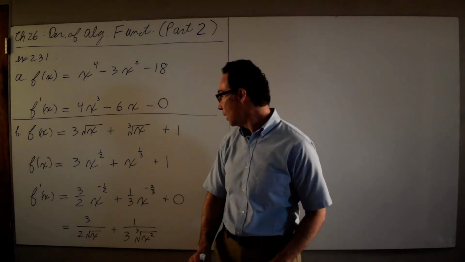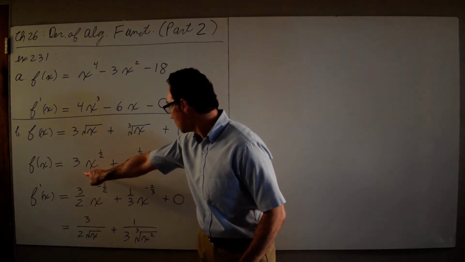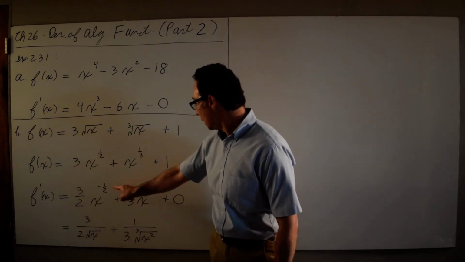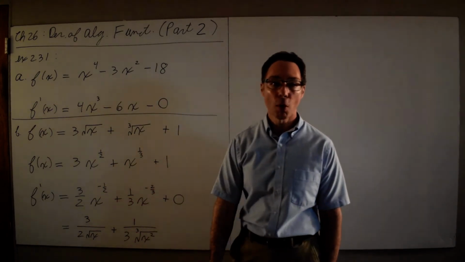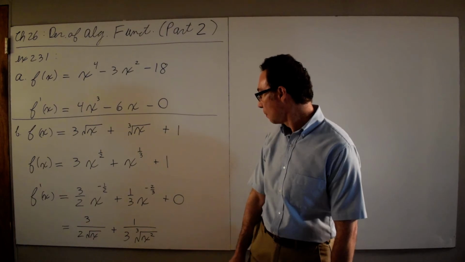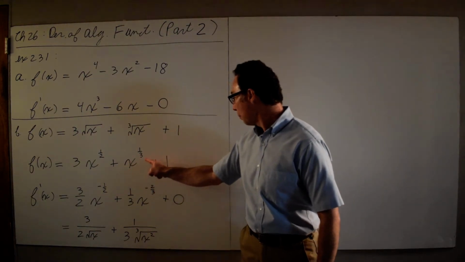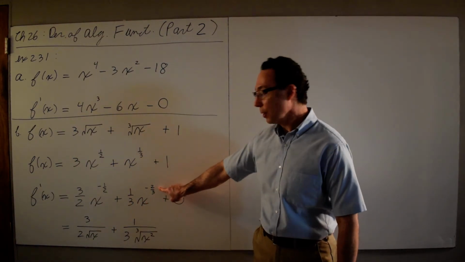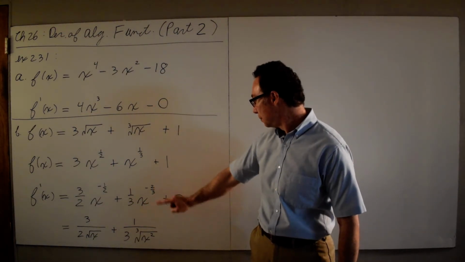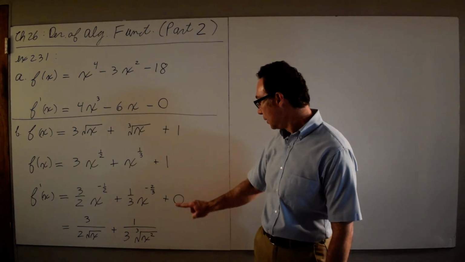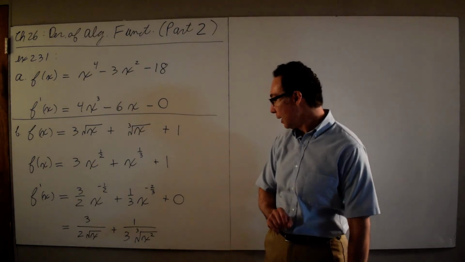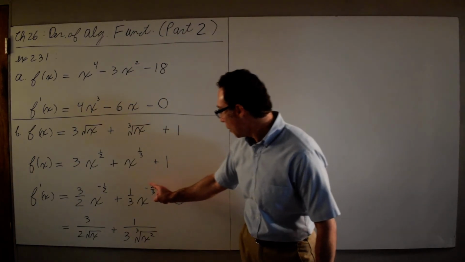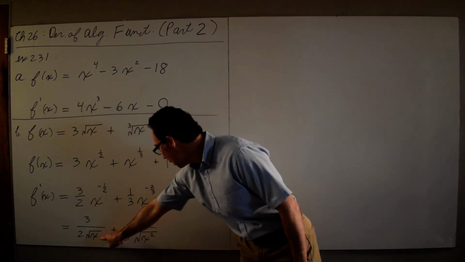The derivative of a constant times a function is a constant times a derivative. So we just have our 3 times 1/2, and again we've decreased the exponent by 1 because of the power rule. This is just a straightforward application of the power rule: multiply by 1/3, decrease the exponent by 1. The derivative of 1 is 0. And if you want to, you can take the derivative and rewrite your exponents in terms of radicals.